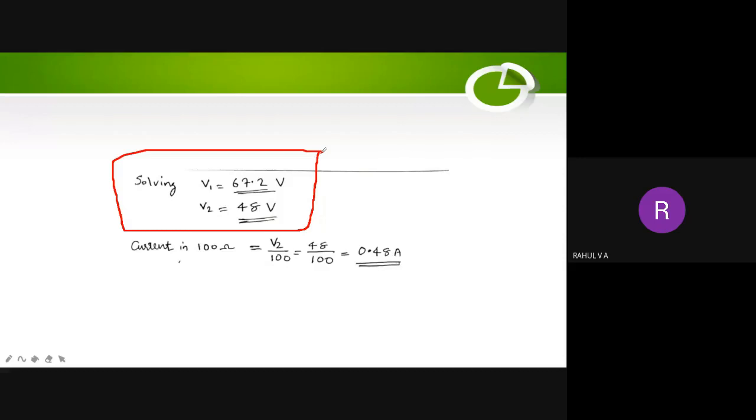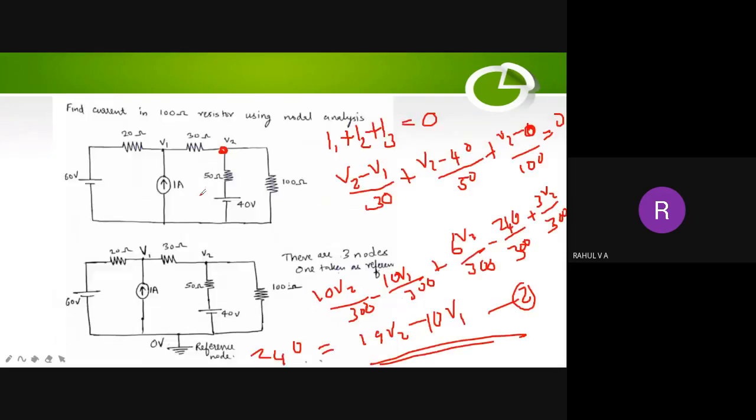I think the mistake in what was done would be that the terms were not arranged in that order. V1, V2, V3. This equation should actually be minus 10v1 plus 19v2 is equal to 240. So A term is minus 10, B term is 90, C term is 240.